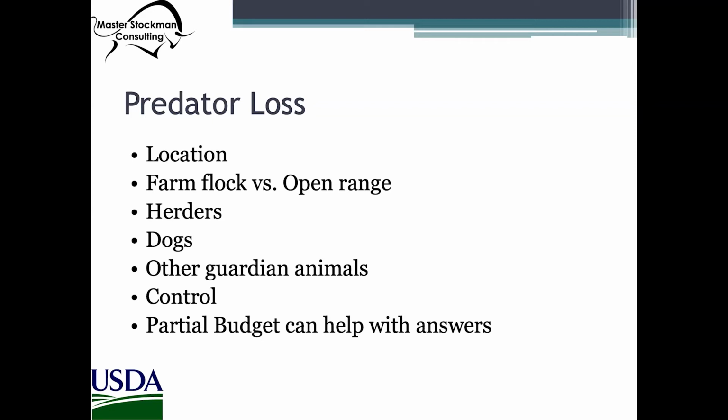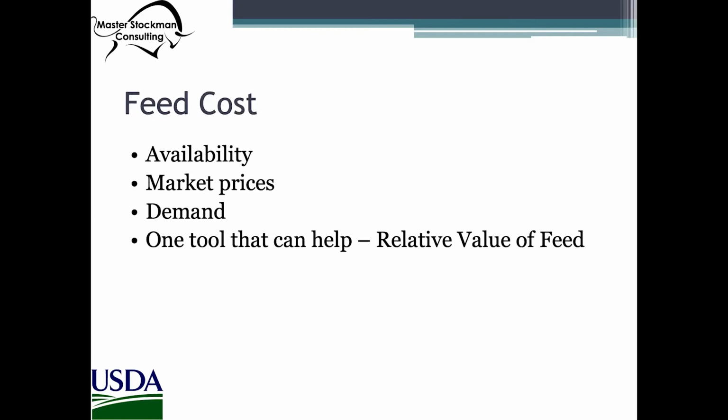Several years ago, when we first started these workshops, one of the examples that we worked through with groups was, you know, how many dogs, or can you buy more dogs, and how many lambs do you need to save for each of those dogs? And that's really the types of questions that partial budget can help you with, those trade-offs, or how much can you spend on control, and how many lambs are saved versus that. So if these are questions that interest you, like I said, get a hold of either myself or Melinda or Whit, and we can work through that.